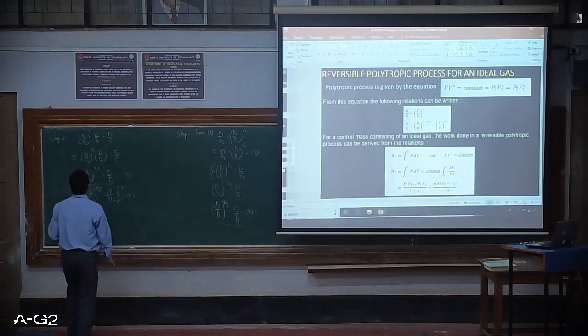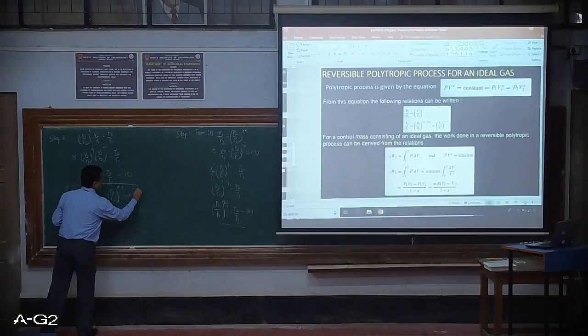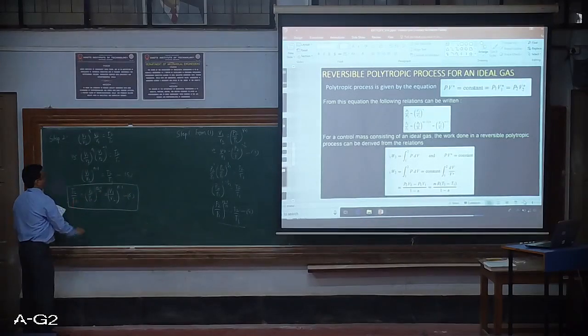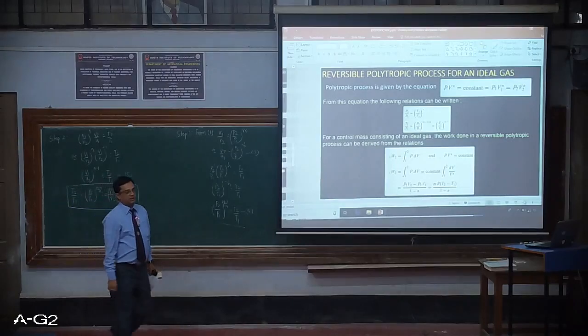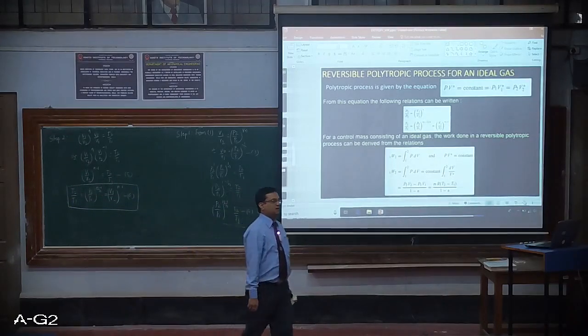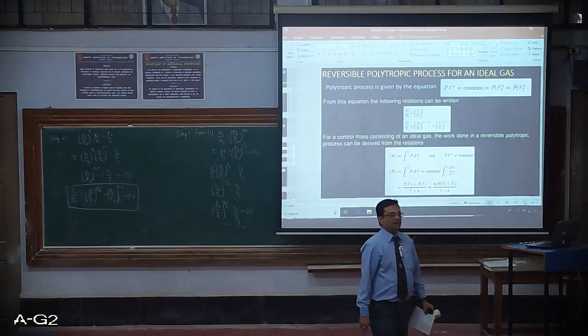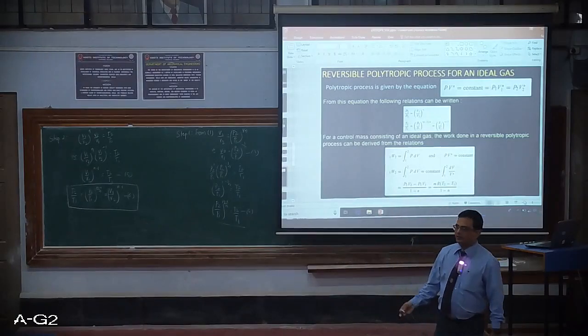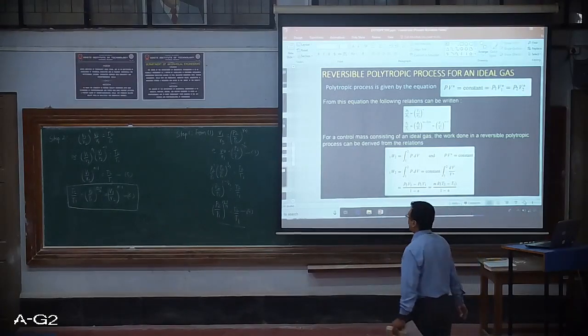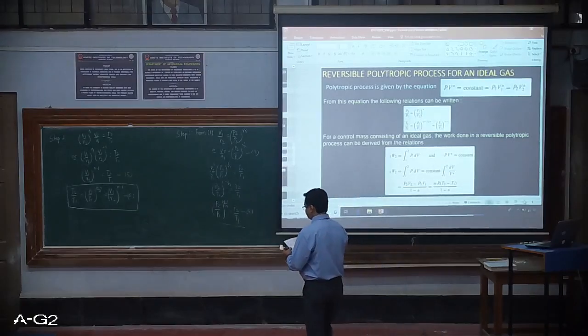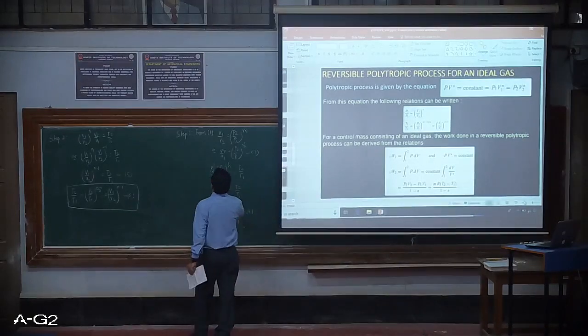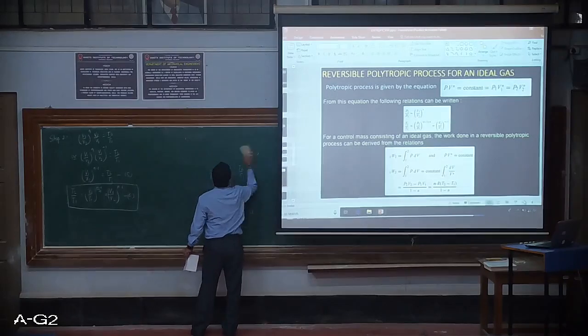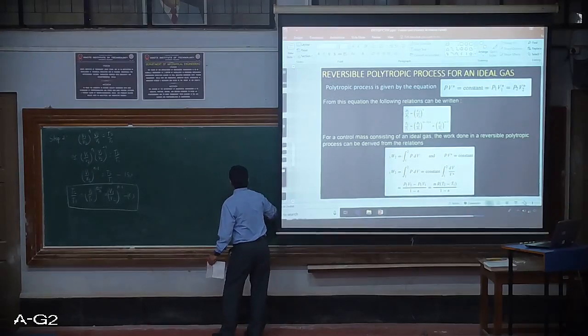So this expression is important. Wherever the numericals are given in terms of temperature ratios and asked to find out pressure or volume by giving one, initial or final, we can use this particular expression. So this is important. Okay. So this is a first step towards obtaining the expression.